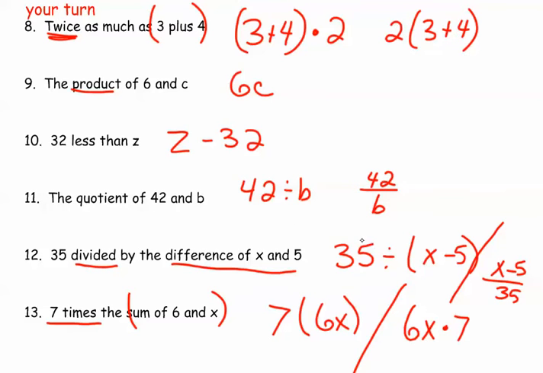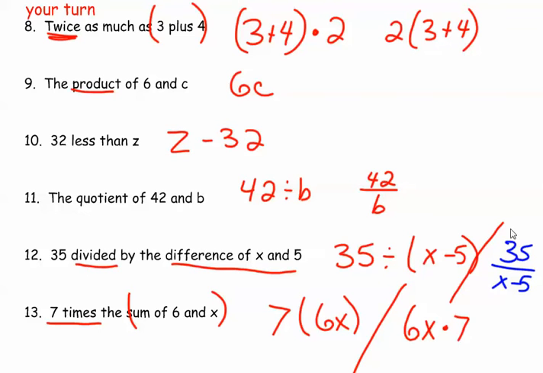Here's another one down here. If I have 35 divided by this, remember, I can write it as a fraction. So I have 35, other way around though, 35 divided by the sum of x and 5. Okay?